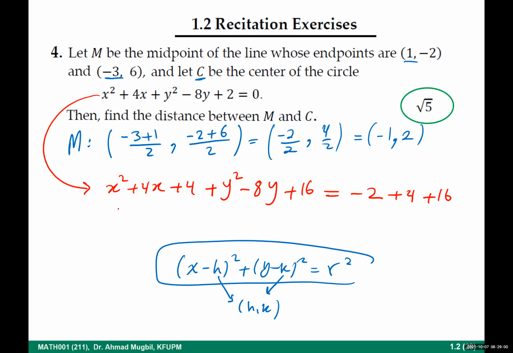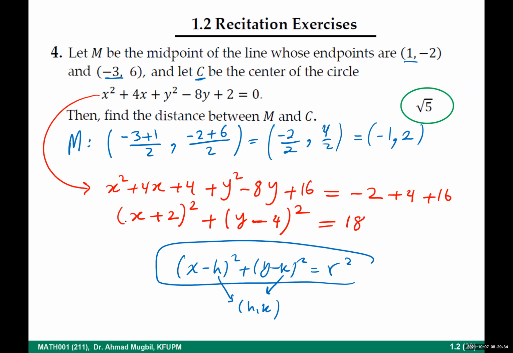Now this will be what? The first 3 terms will be a perfect square. So it will be x, the square root of this, plus the square root of this. If you expand this one, you should get what is above. Plus y, the square root of this, minus, the sign in the middle, 16. The square root of 16 is 4. All squared. This will be -2 plus 4, 2. 2 plus 16, 18. Now, is this the same as the standard form?